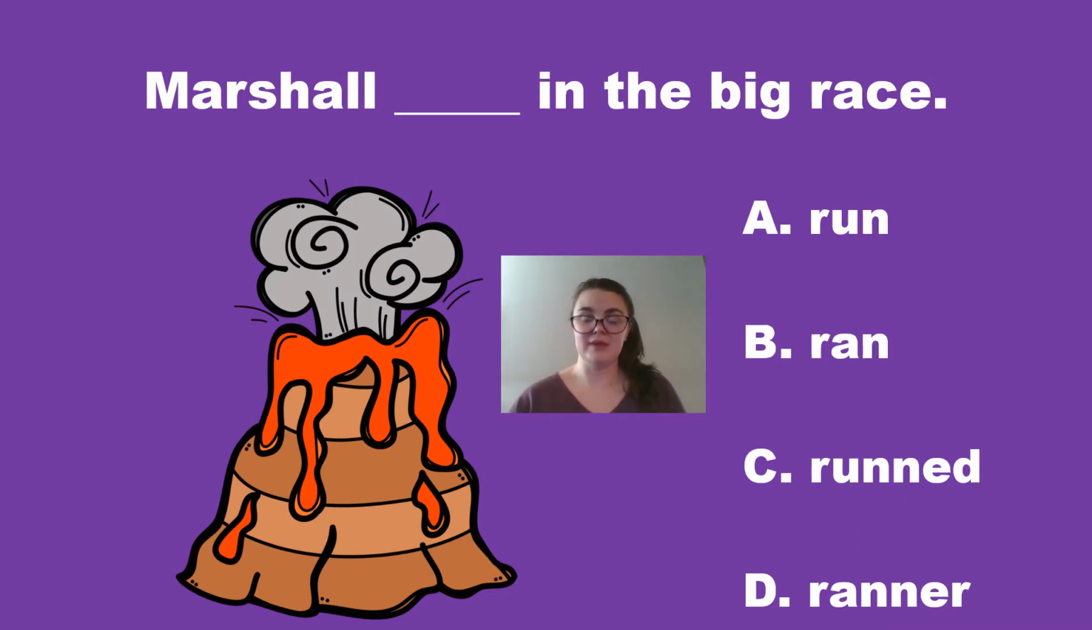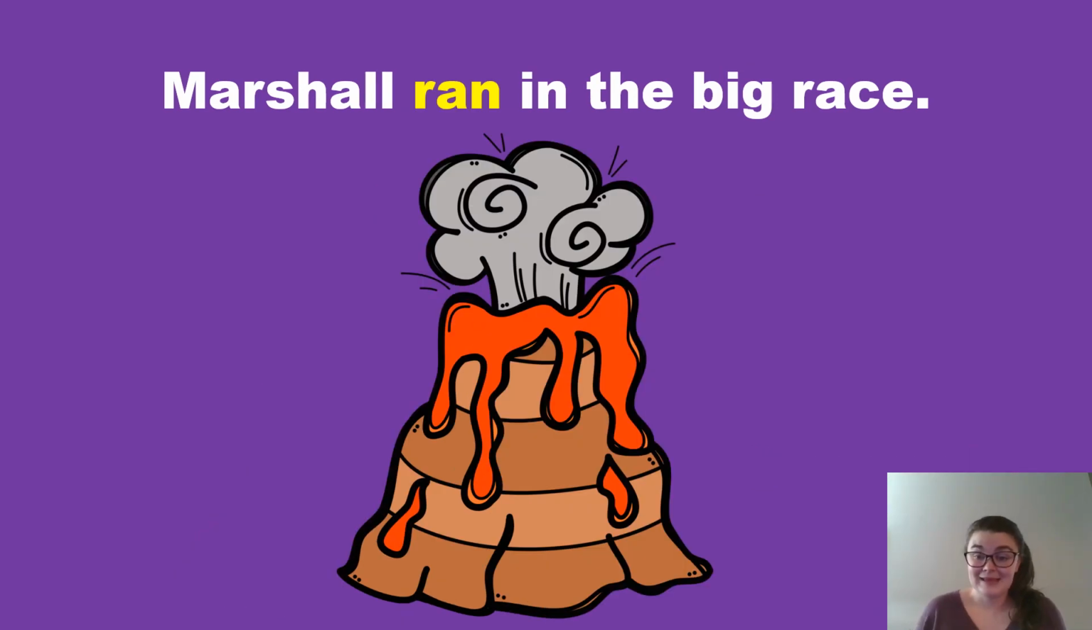Marshall blank in the big race. Marshall run in the big race. Marshall ran in the big race. Marshall runned in the big race. Or Marshall ran in the big race. Which one of those is our past tense verb for run? The answer is B, ran. Marshall ran in the big race.